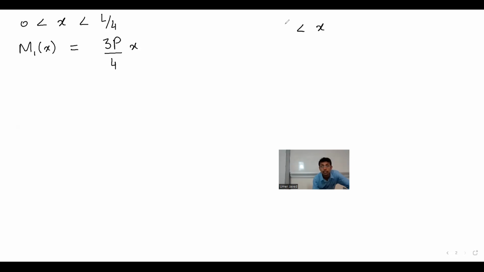And why don't you all help me with M1 bracket x is equal to 3P by 4 x. And remember that x is greater than 0 and less than L by 4, agreed? And for the next one, you have x, what was that? Greater than L by 4, less than capital L. And I think we found the bending moment for this section as minus Px by 4 plus PL by 4.